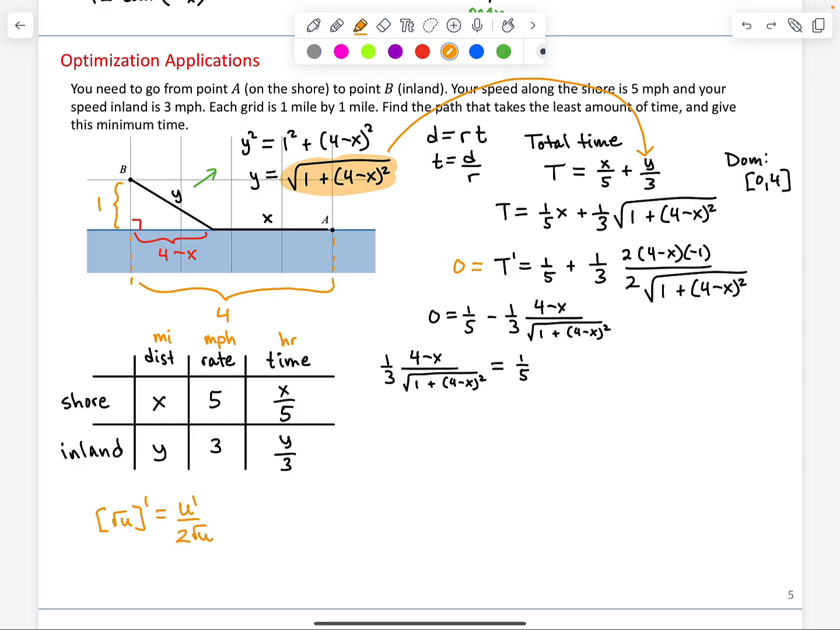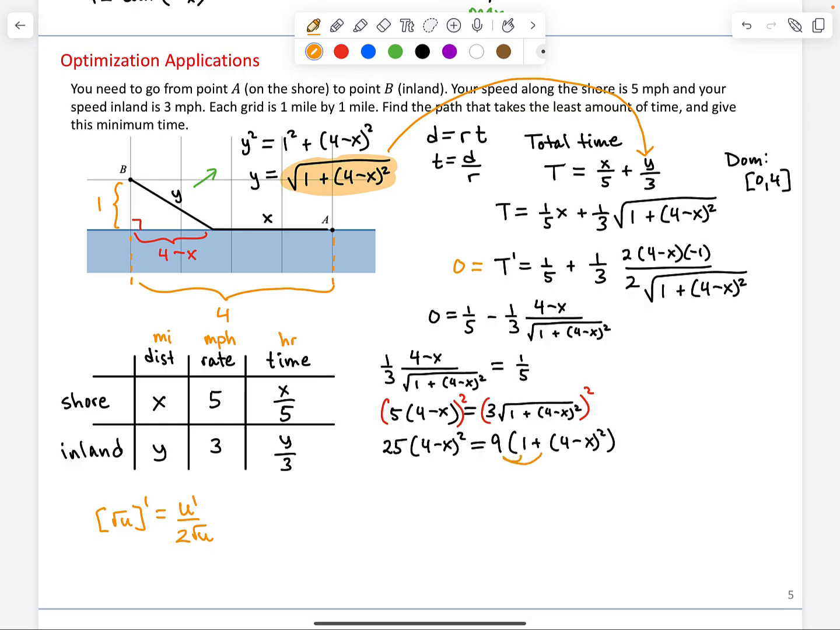Now I'm going to cross multiply by multiplying this denominator to this numerator and set that equal to the product of this denominator and this numerator. That gives me 5 times 4 minus x is equal to 3 times this radical. Next I will square both sides, giving me 25 times (4 minus x) squared equals 9 times, and then this radical will go away and become simply 1 plus (4 minus x) squared.